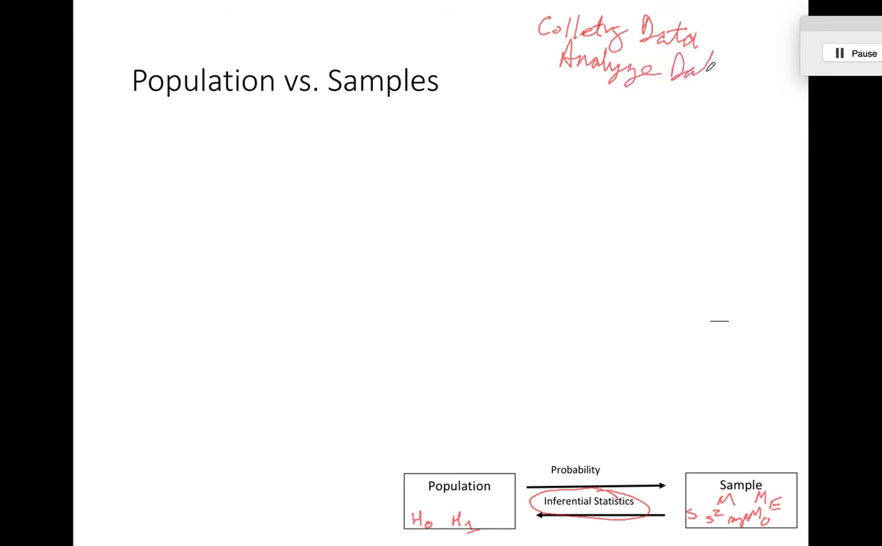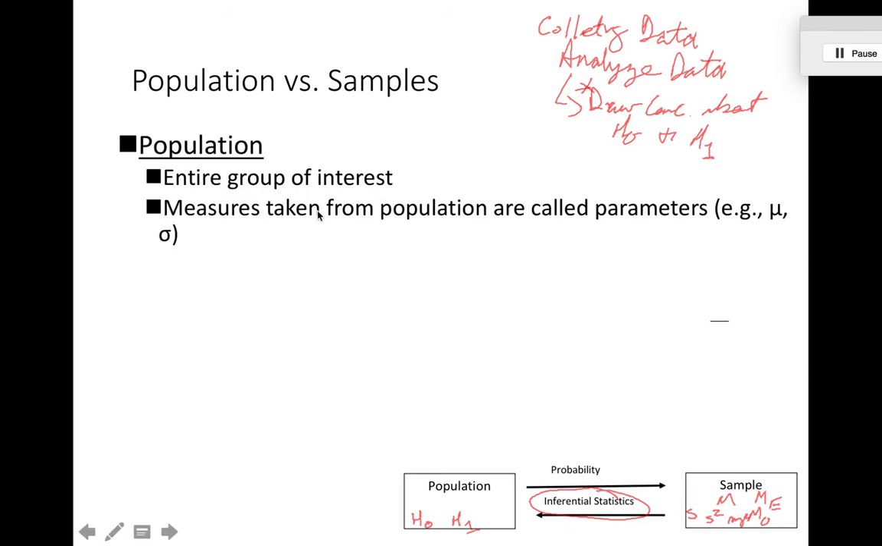So we're going to analyze data, and then from our analysis, we're going to draw conclusions about the null and the alternative hypothesis. Okay, that's what we're going to do. The purpose of this lecture today is to talk exactly about that, how it is that we draw conclusions about the null and the alternative hypothesis, because they are very, very important for us.